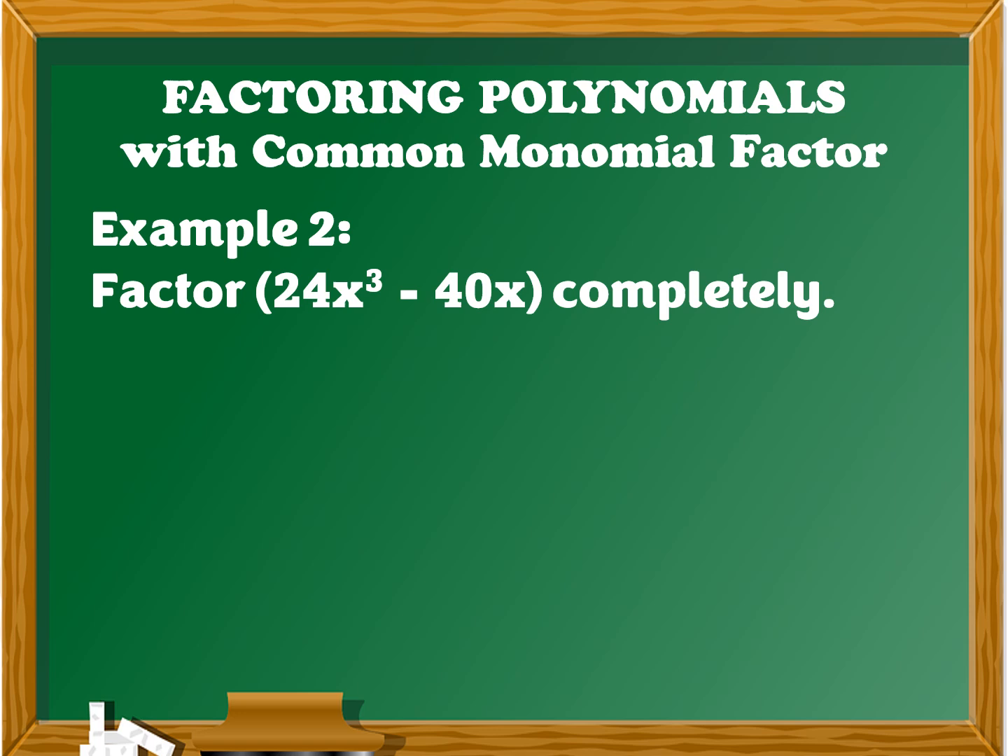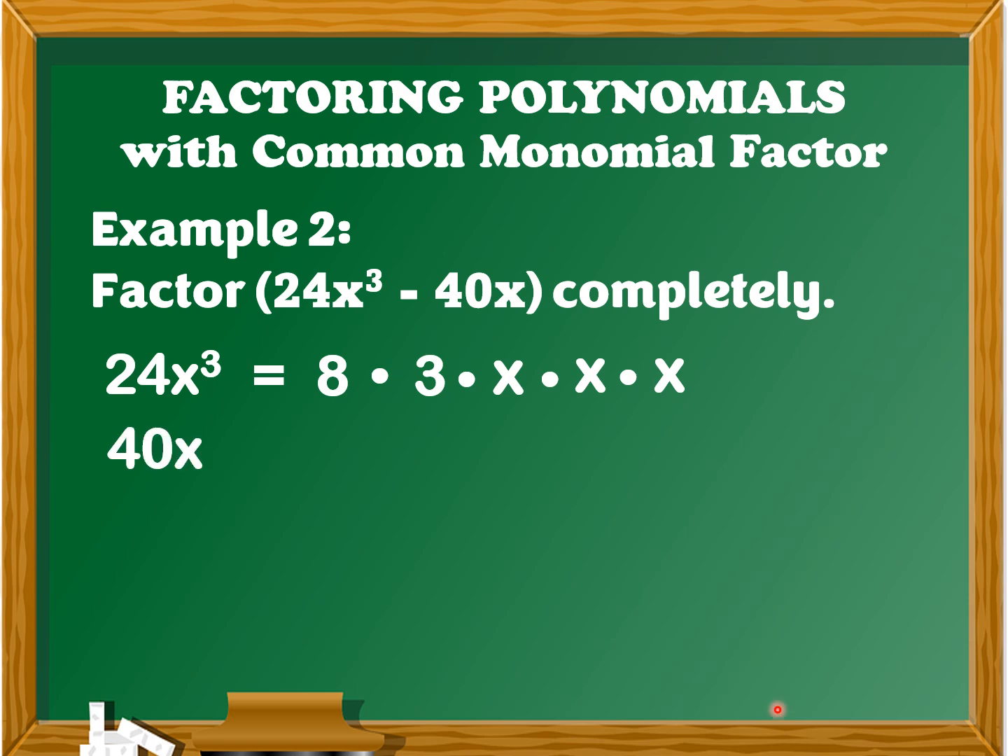Let us consider now example number 2. Factor 24x cubed minus 40x completely. The first step is to determine the factors of 24x cubed. The factors are 8 and 3. These are the factors of 24. And for x cubed, we have x times x times x. So these are now the factors of 24x cubed.